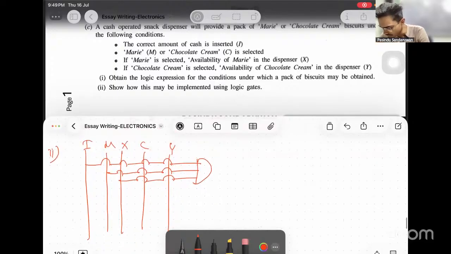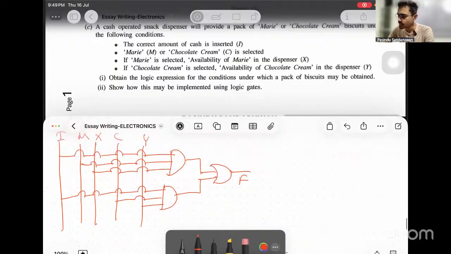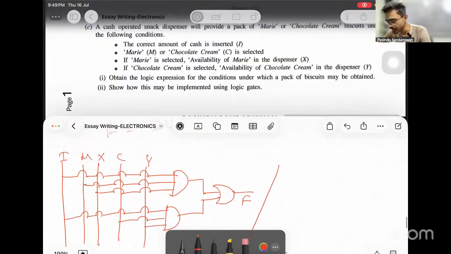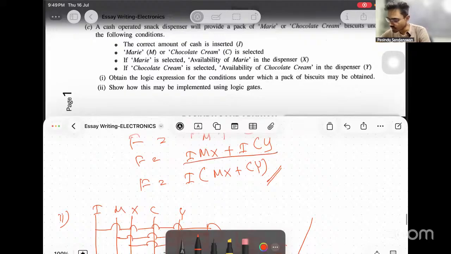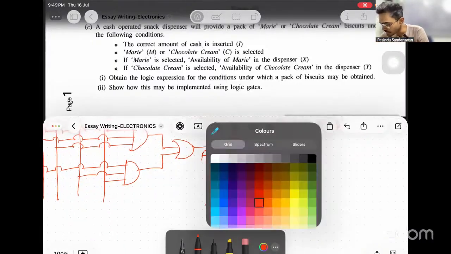IMX, there are different possible circuits. Then for the other one, ICY. This is ICY. And the O of these two, connect with the O gate. This is F. Or else, if you are plotting this for the output that I obtained here, then for this output, F is I times MX plus CY.